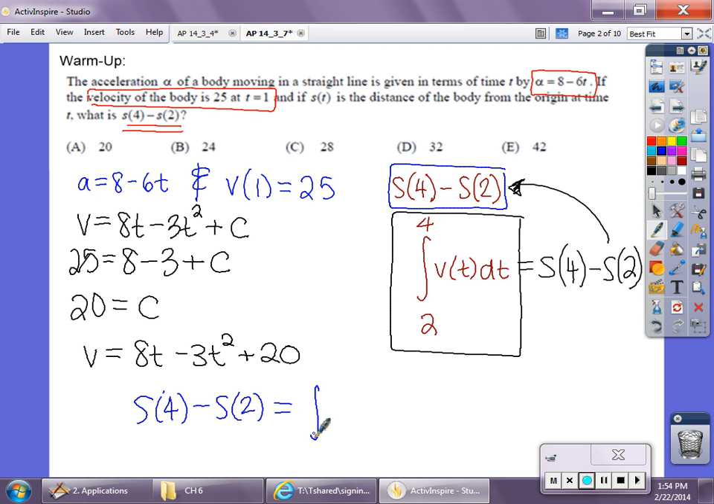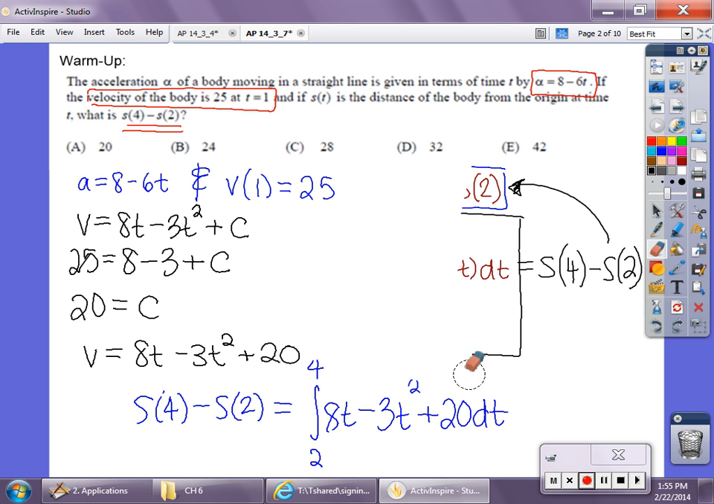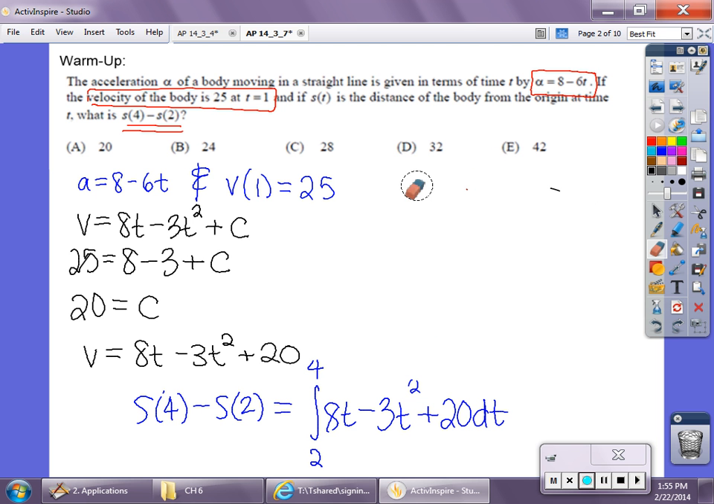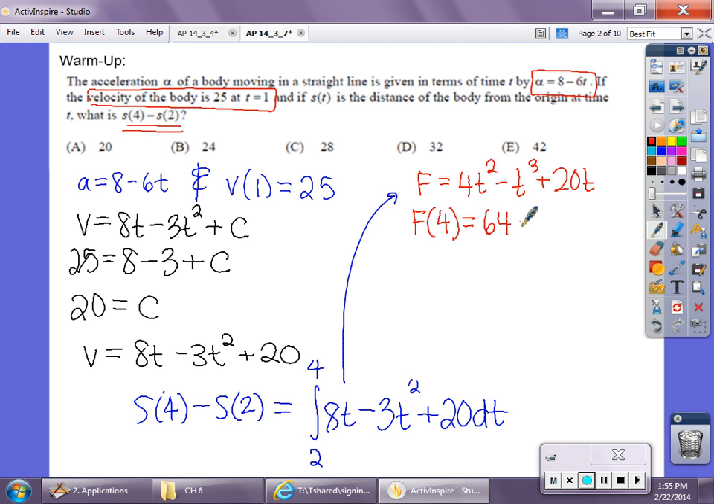And if I wanted to find the answer to my question, S sub 4 minus S sub 2, that is equal to the integral from 2 to 4 of the velocity function, which is 8t minus 3t squared plus 20 dt. All right, so I am going to take up this space right here. And I'm going to go up this way. So my antiderivative would have been 4t squared minus t cubed plus 20t. F of 4 would be 64 minus 64 plus 80.